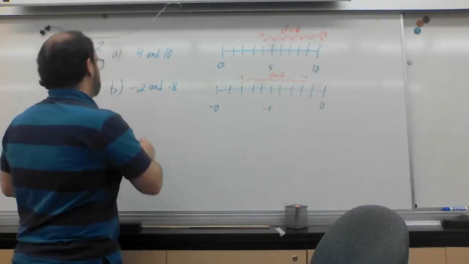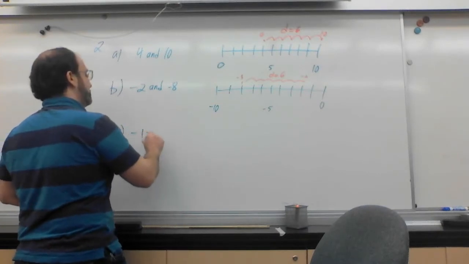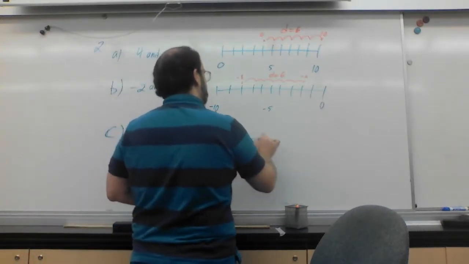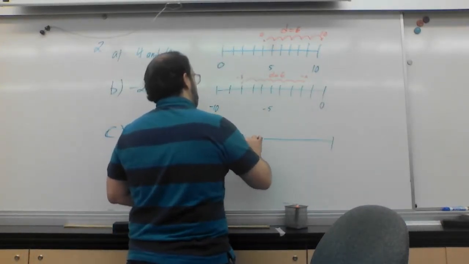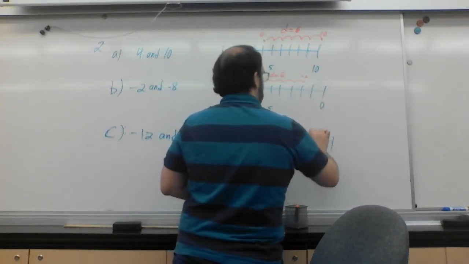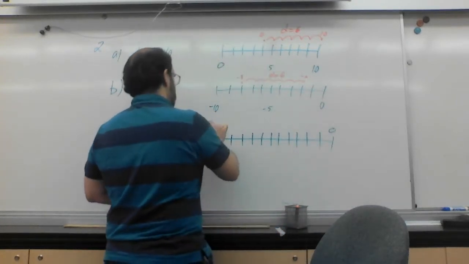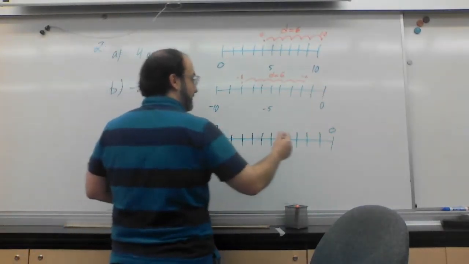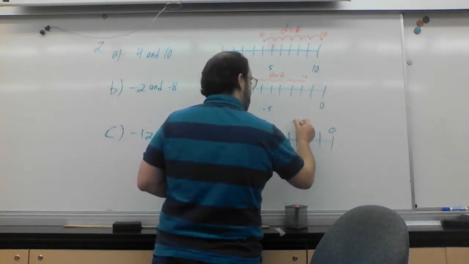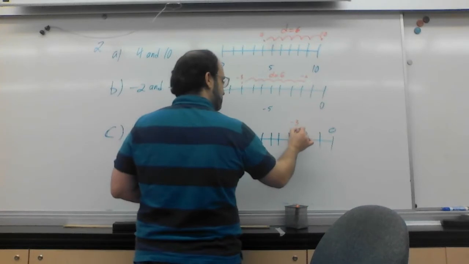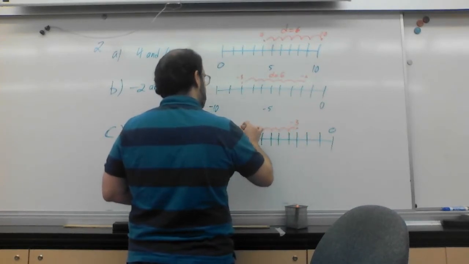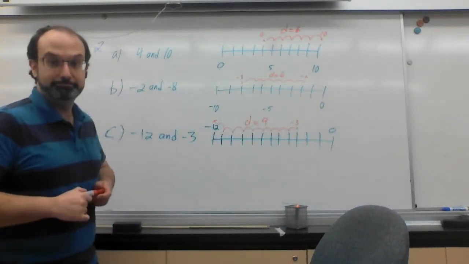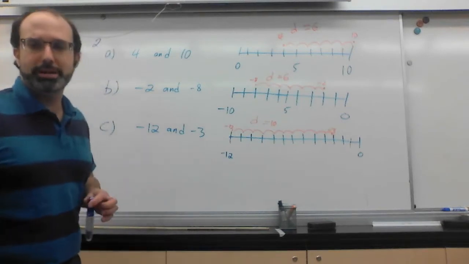And we're going to be looking at C, which is -12 and -3. Once again, we map it out. Zero. There's the -12. And we're going to be starting off at -3. 1, 2, 3, right here. And we're going here to -12. So we're just going to go 1, 2, 3, 4, 5, 6, 7, 8, 9. So this is D equals 9. Let's continue with the other few, and we'll do it with mathematics.